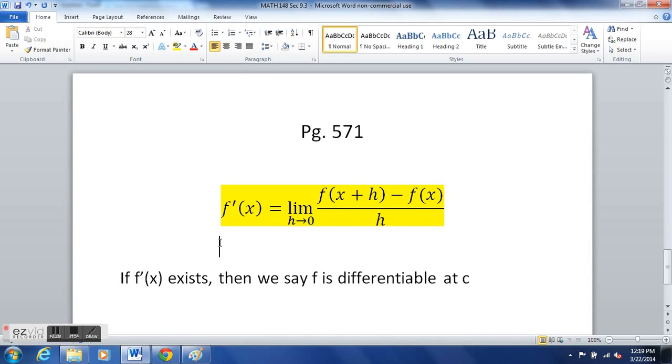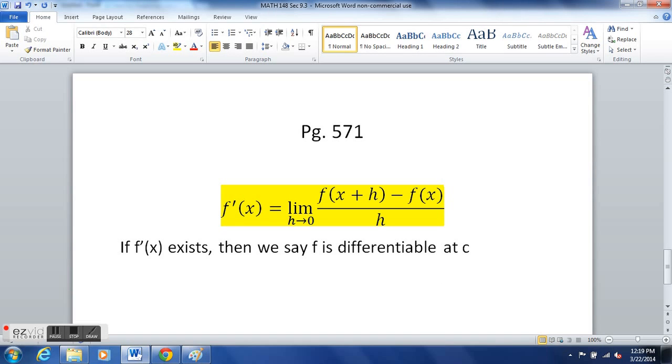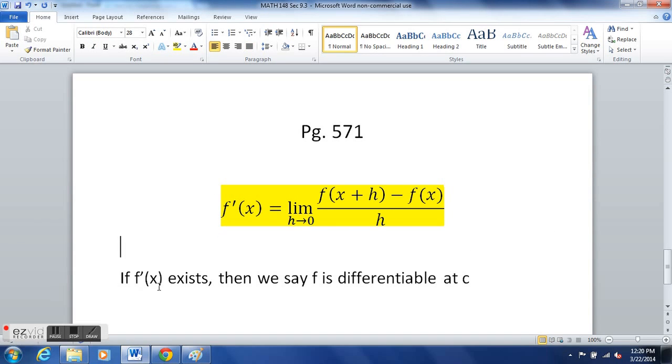Page 571. The first derivative, f prime of x, is the limit, this big messy thing, as h goes to 0, of f of x plus h minus f of x, all over h. Where does this come from? Well, I'm not going to explain the derivation of this formula at this point. I would just like to show you how to use it, although it's basically saying it's the limit as h gets small. You're again approaching that rate of change of the function. If the first derivative exists, if this limit exists, then we say f is differentiable at c.